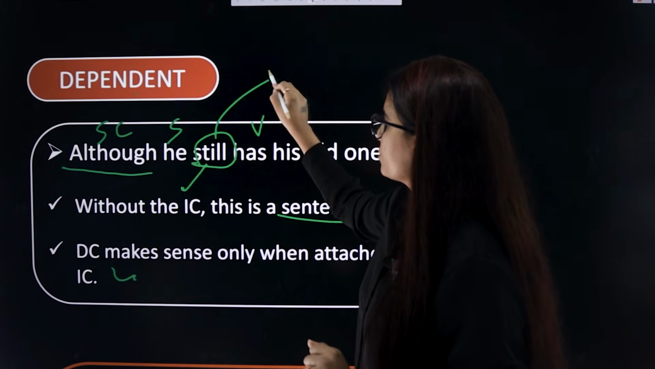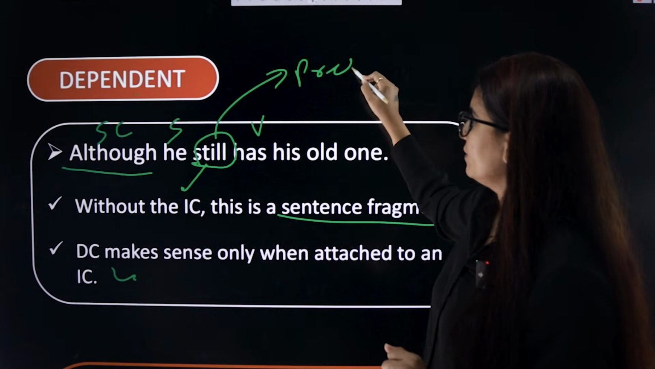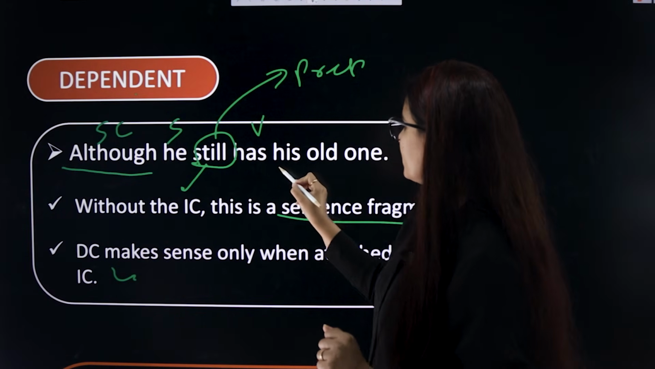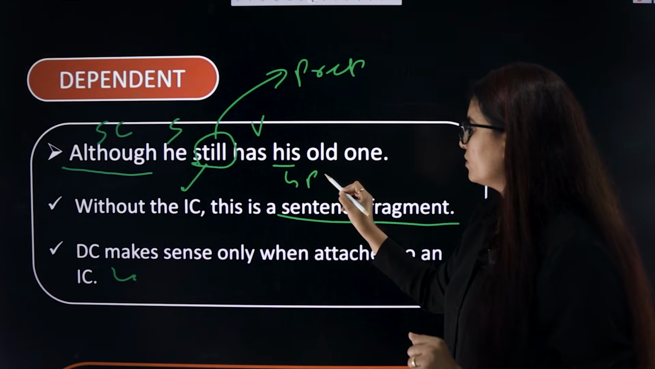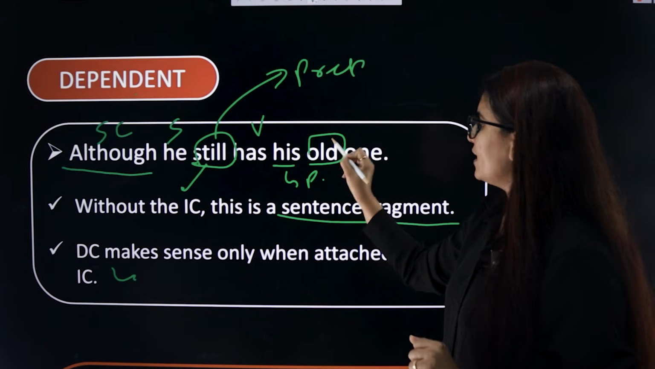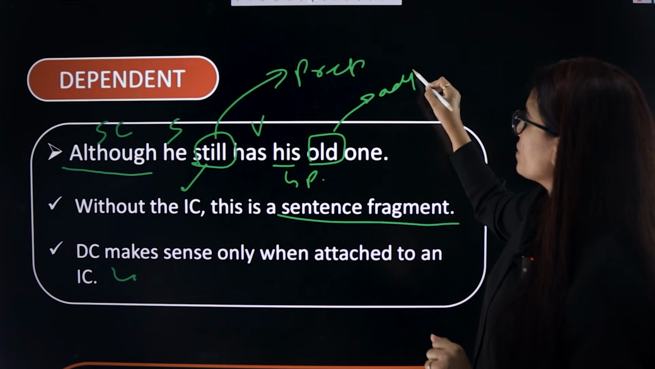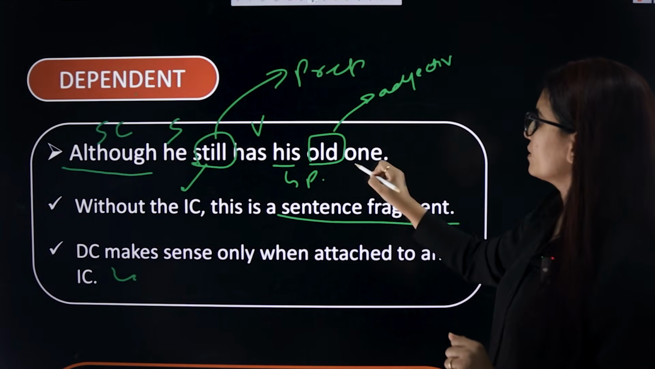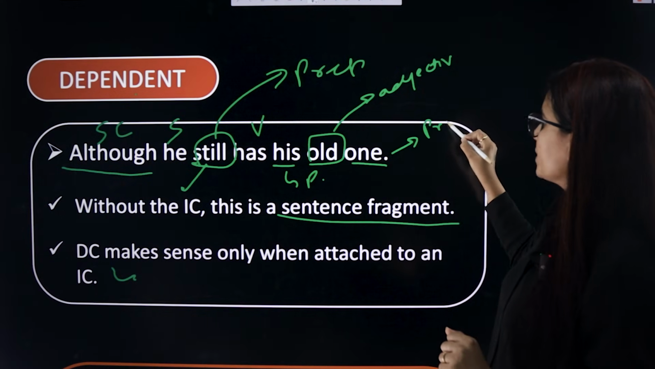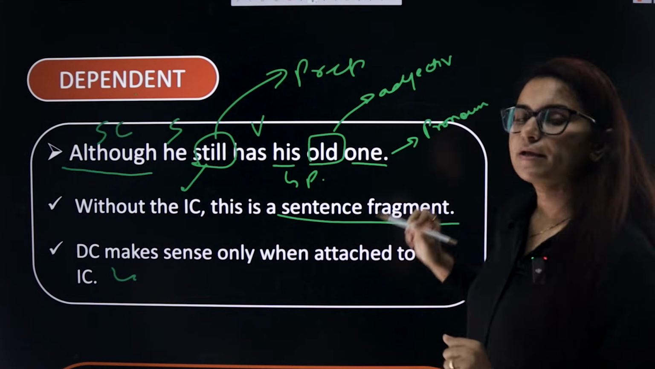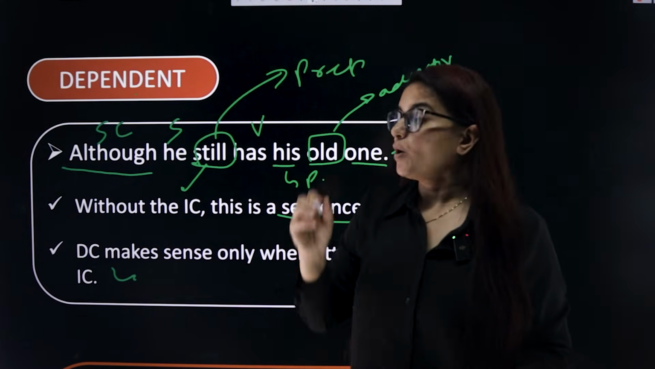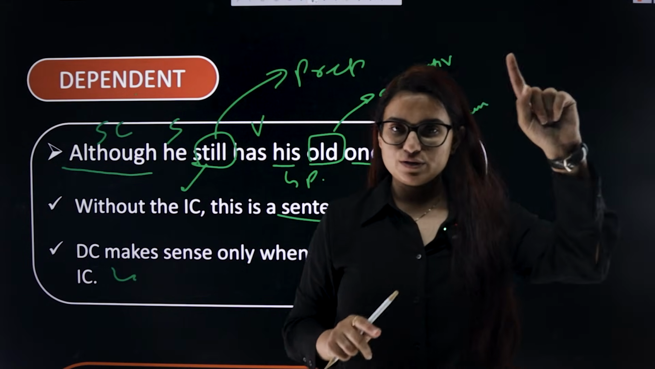This is a preposition. I'm not sure how many of you can identify this. This is a verb. This is a pronoun. This is the adjective "old". It's talking about the car. How old is the car? "One" is a pronoun which is talking about the noun. We have talked about each one of them in parts of speech.